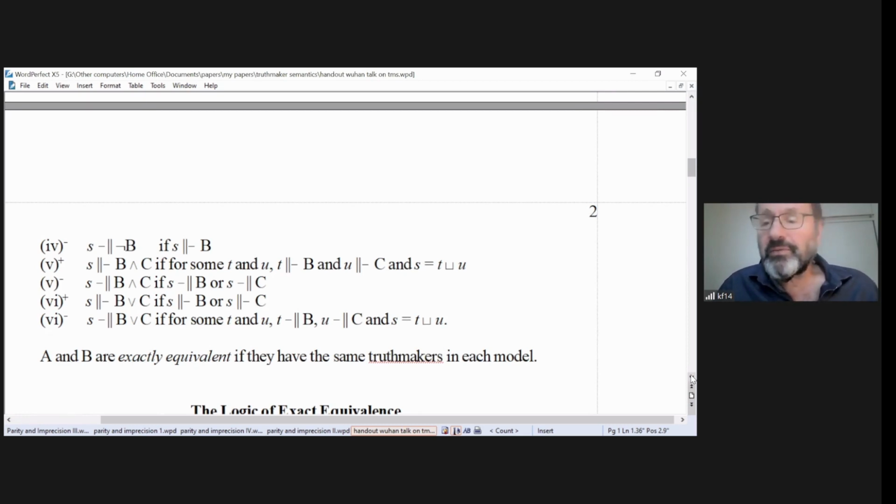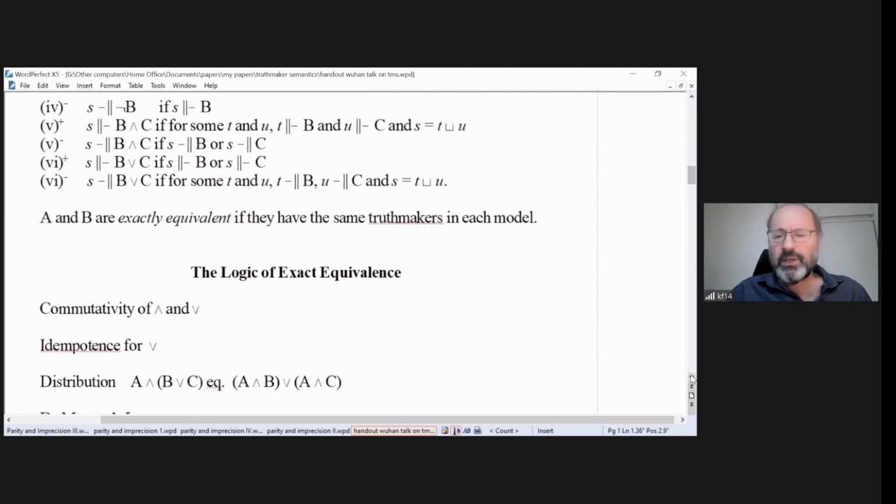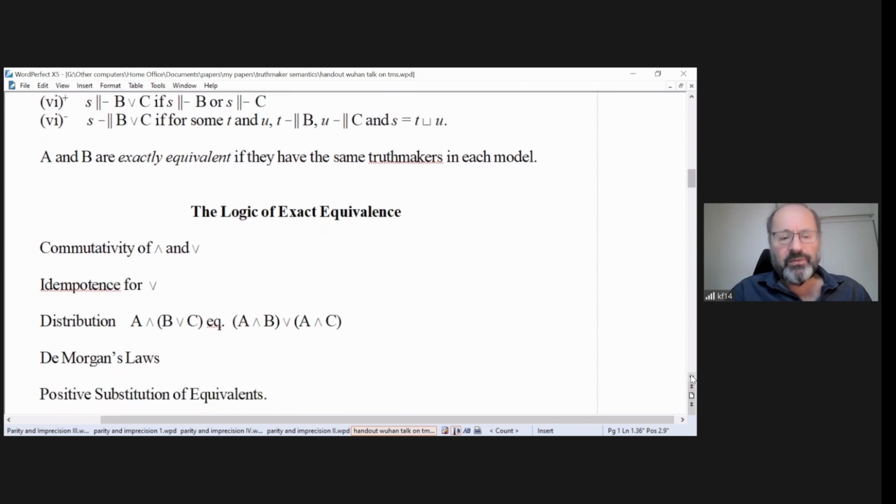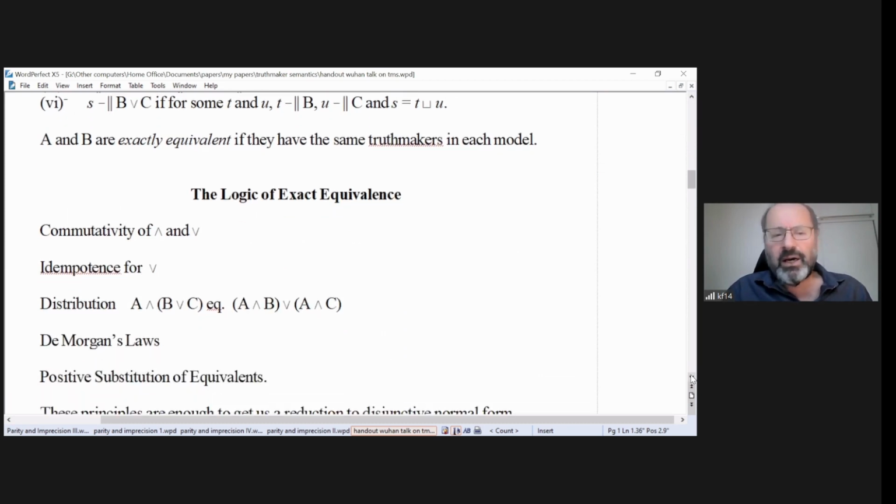So this really tells us when we can distinguish between the semantic content of two formulas within this semantic framework. To the extent that A and B are exactly equivalent, we are not able to distinguish them semantically within this framework. Okay. I noticed I've given here the logic of exact equivalence. I've just written it down. I actually missed something out, which is associativity.